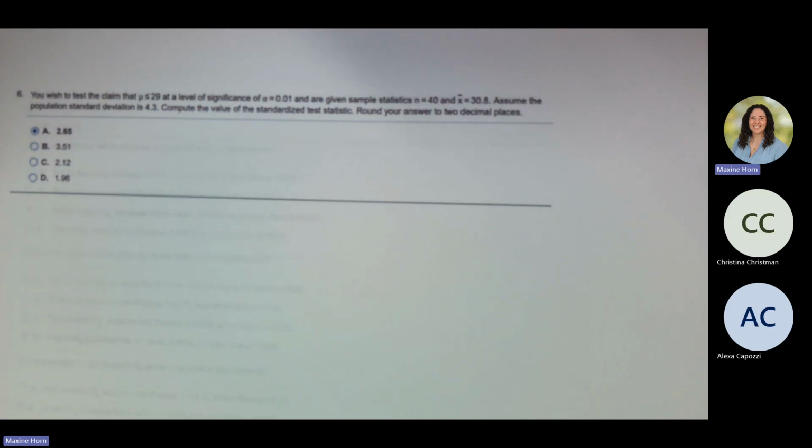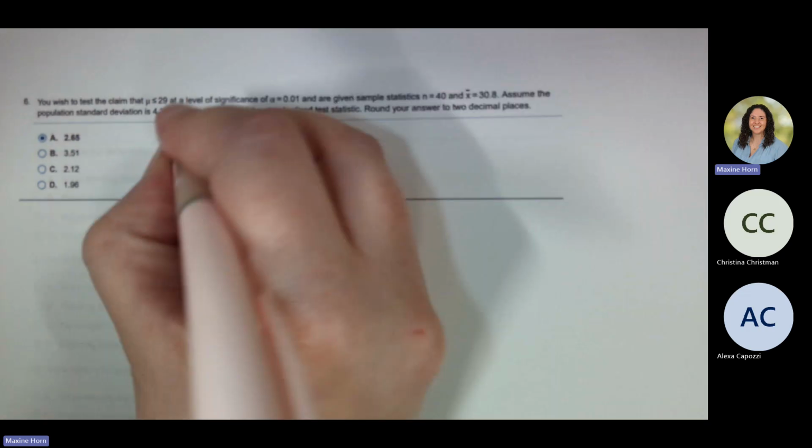Okay, so we are going to calculate the standardized test statistic, but we're also going to be writing everything out, because you want to get in the habit of going through the problem from beginning to end. All right. So the first thing that we're going to write out is our claim. Okay. So the claim they gave us was that the mean is less than or equal to 29.